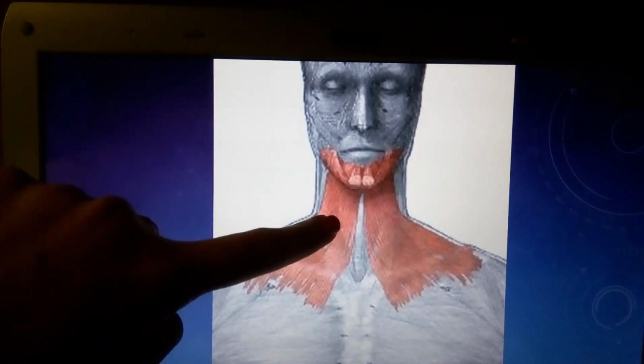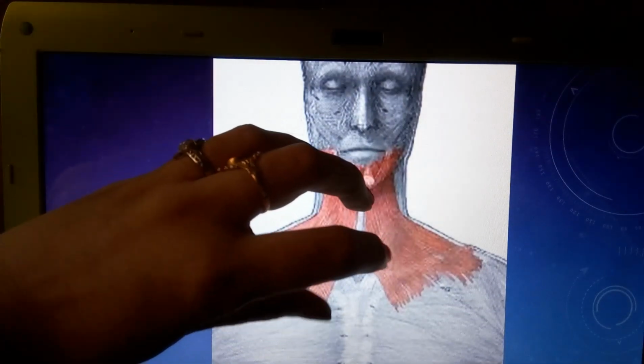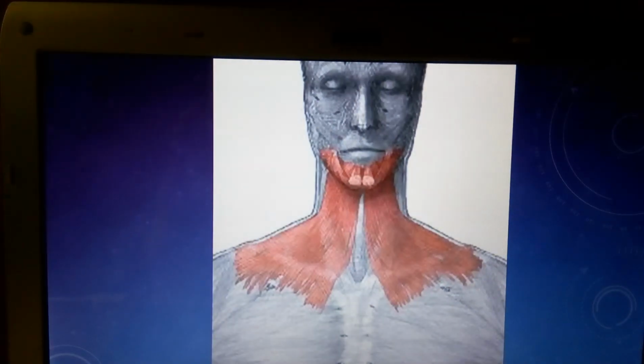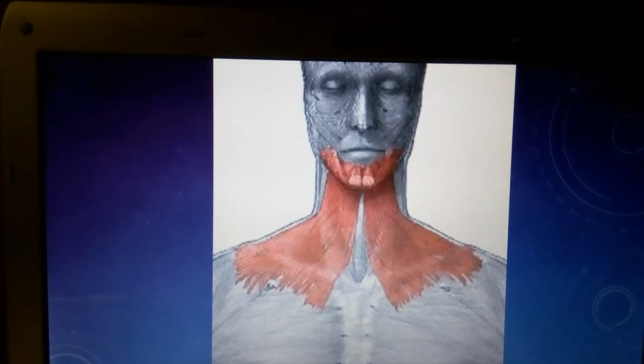The nerve supply of the platysma is via the facial nerve. And what is the action? When the platysma contracts, you see wrinkles in the neck region. When the facial nerve is paralyzed, you see paralysis of this muscle, and therefore there will be absence of wrinkles. That is the clinical significance of the platysma.